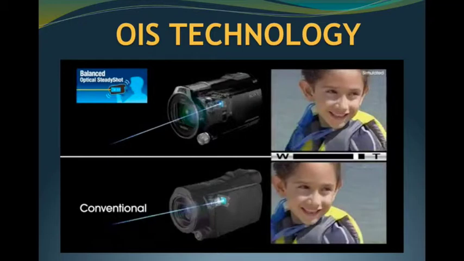As we saw in this short video, by incorporating OIS technology into cameras, the internal system of the camera remains in a very steady state, which was not present in earlier conventional methods. So this solves the problem of image blurring in videos and images.